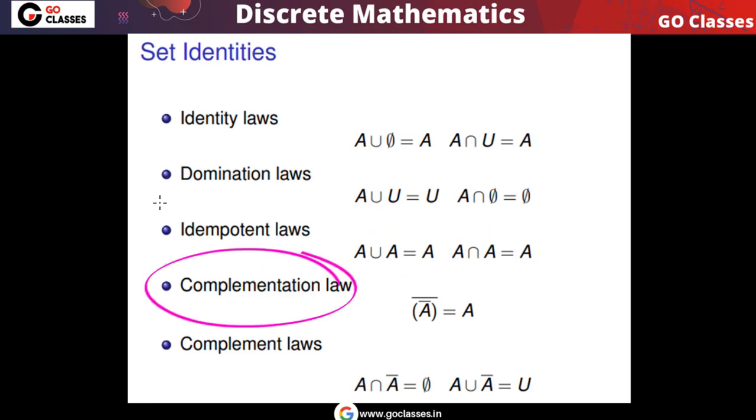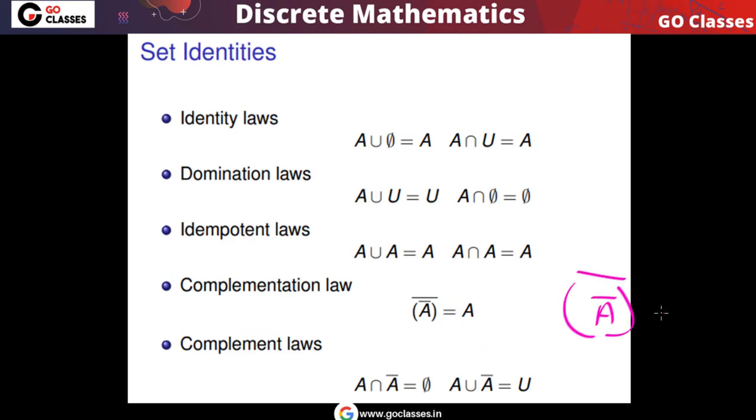What is the complementation law? That is very simple. A complement whole complement is A. If you do A complement and then again complement, that will be the same as A. Next, A intersection A complement: what is that? That is phi, because there is nothing common between A and A complement.